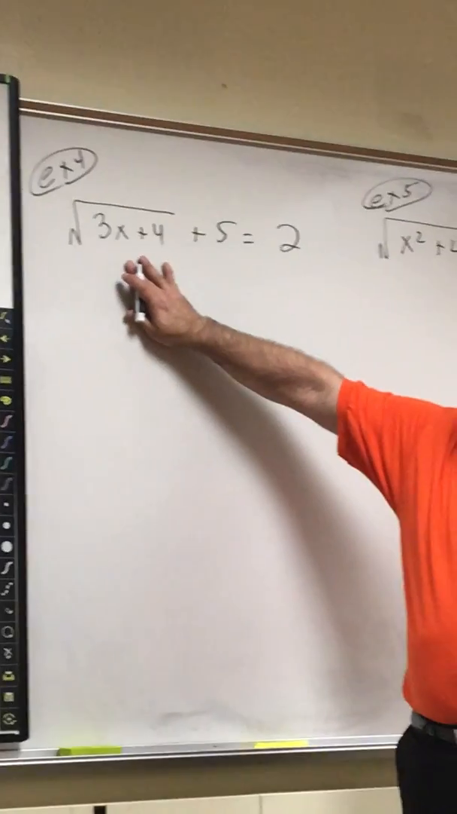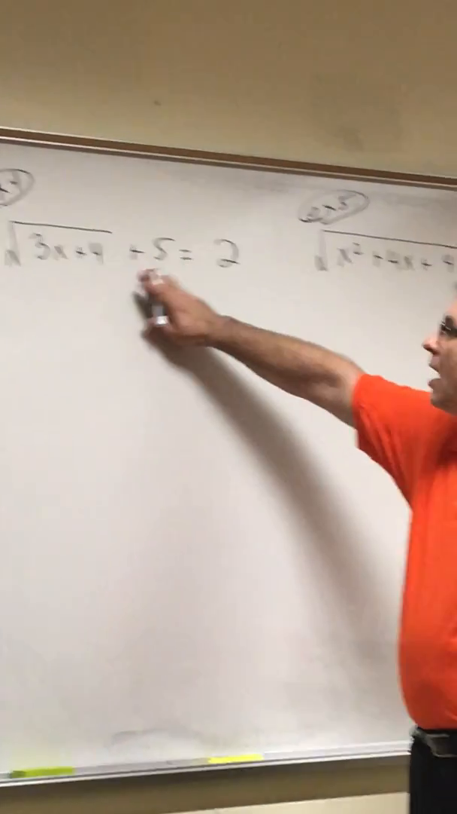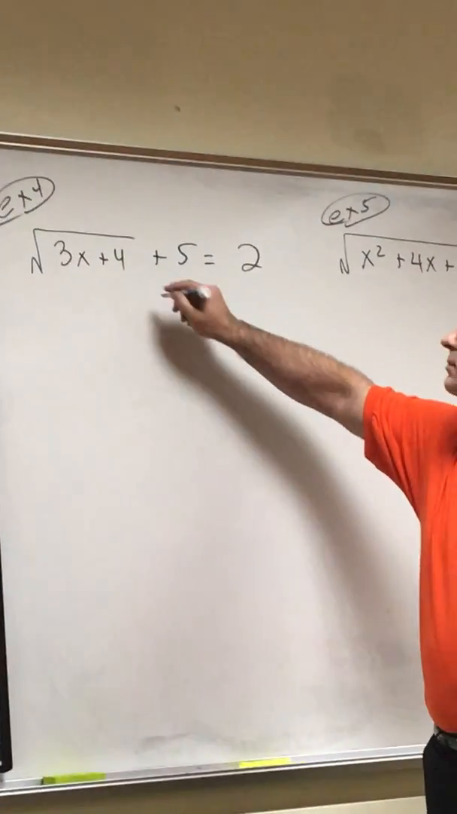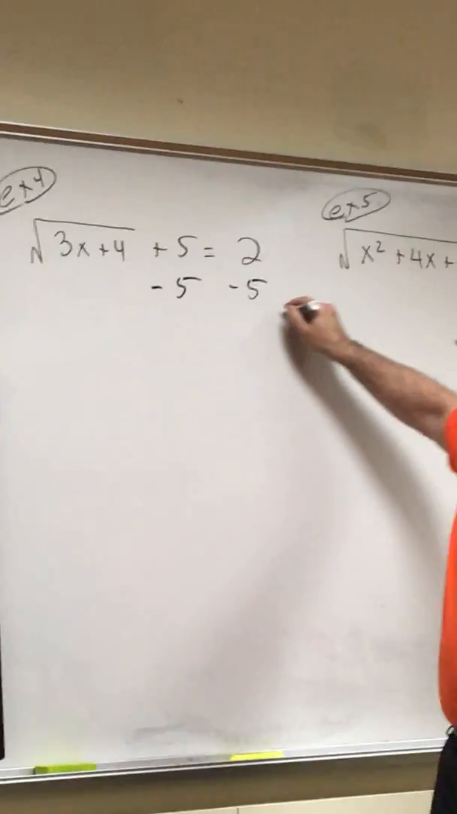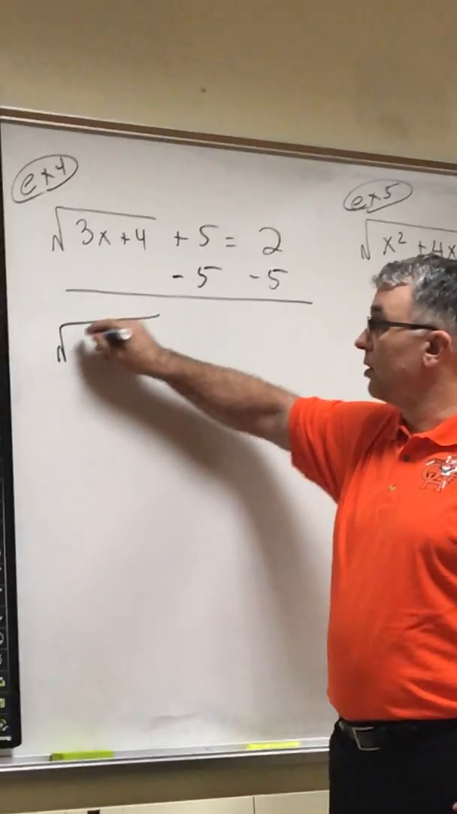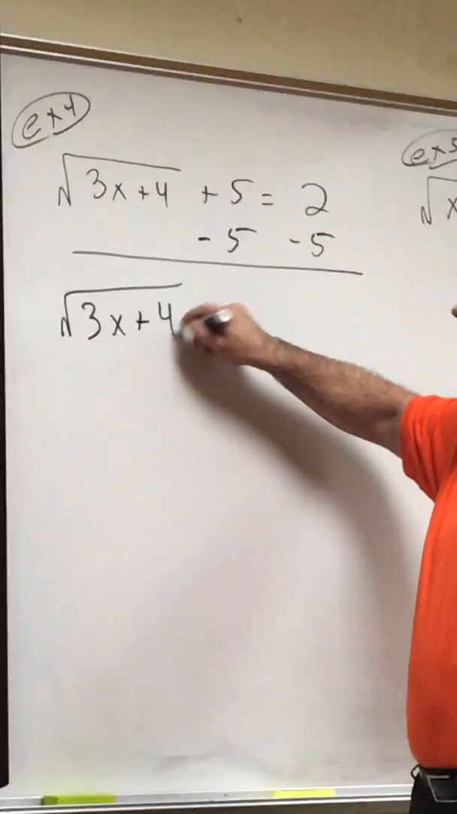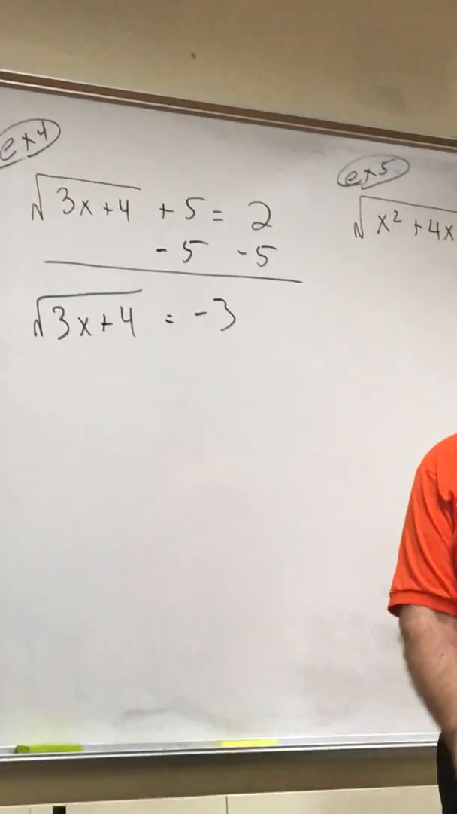The square root isn't by itself, is it? How do I get rid of plus 5? Minus 5, minus 5. The square root of 3x plus 4 equals negative 3.